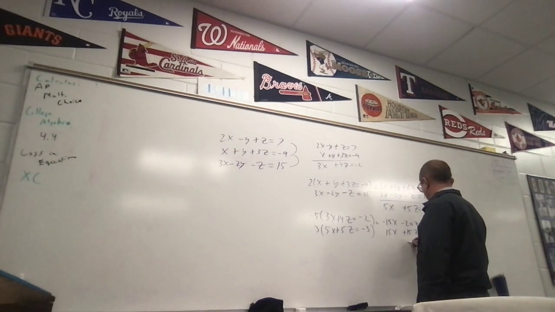So I get -5z equals 1. So z equals -1/5.